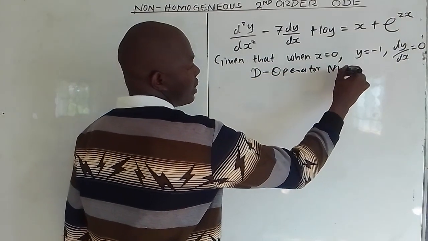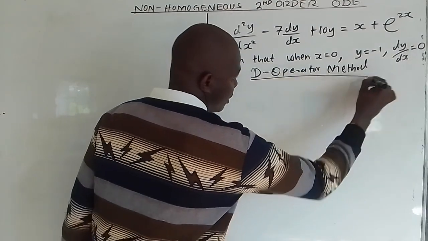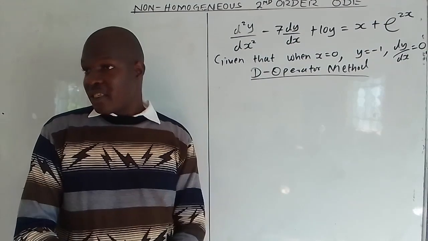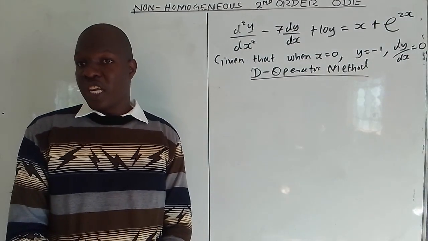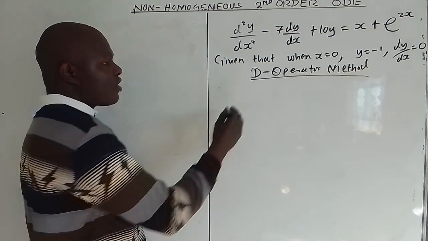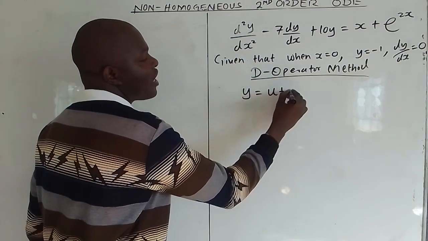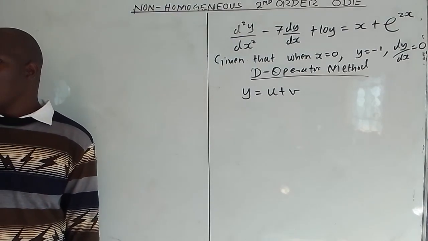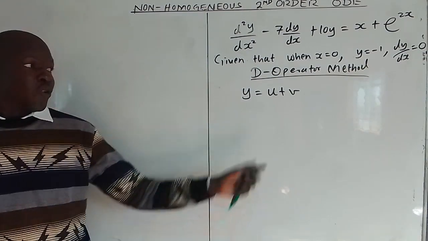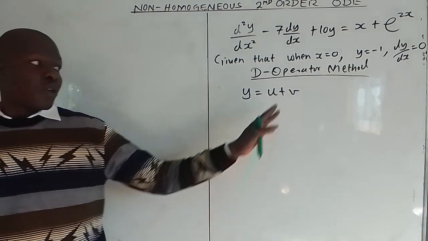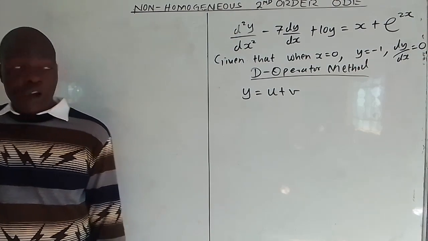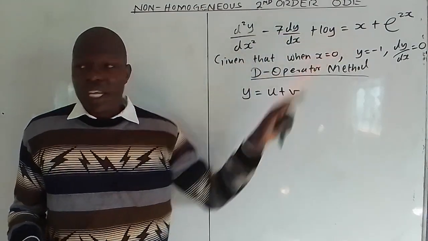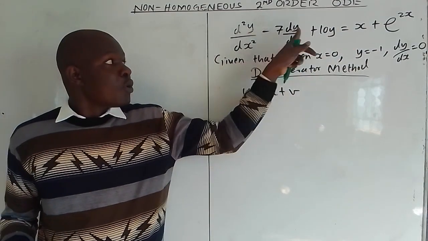the D operator method. So, the first thing, we have a non-homogeneous second order ordinary differential equation, isn't it? So when you have a non-homogeneous second order ordinary differential equation, then you let y be u plus v, where u will be the complementary function and v will give you the particular integral. So you go to your initial equation where there is y, the first part you put u, and the second part where there is y you put v.